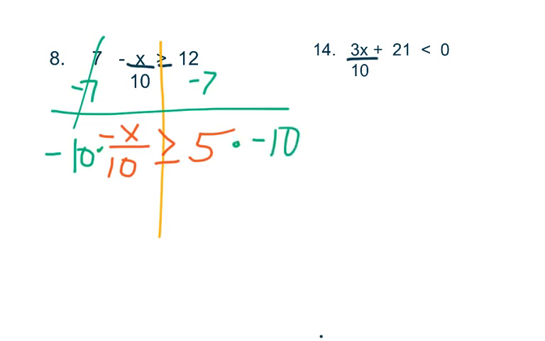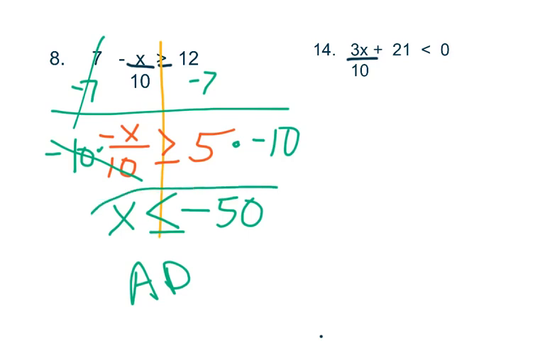Now again, I multiplied both sides by a negative 10, so therefore my symbol is going to flip. It's going to flip directions. So therefore, these 10s cancel. So that's going to leave me x is, because my sign flips, less than or equal to negative 50. Okay, when you look on your page, that is AD. So again, this symbol flips because I multiply or divide by a negative number. Adding or subtracting does not affect the symbol. Only multiplying, dividing affects the symbol.